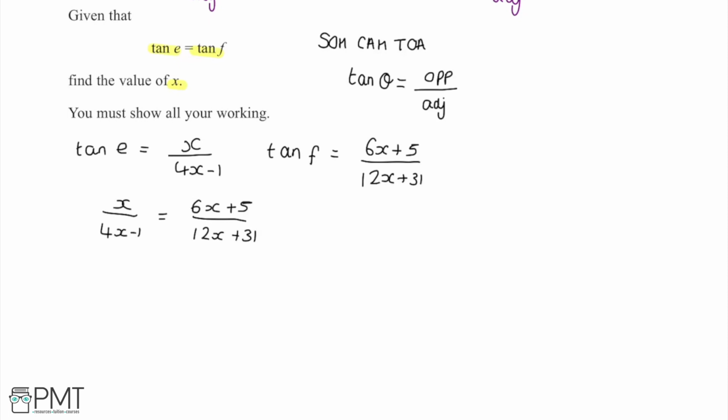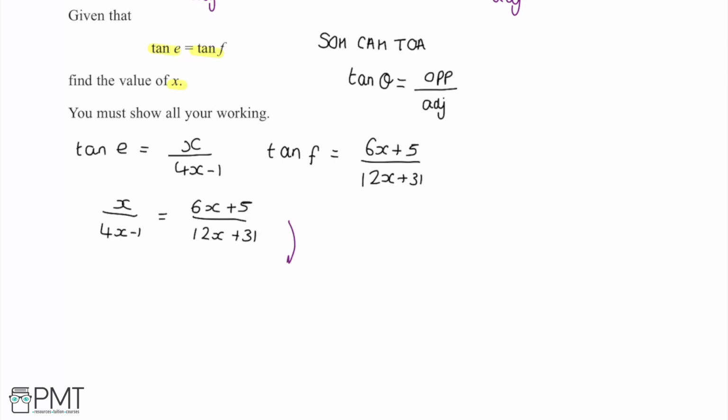And we're working with fractions, which is not the best. So we're going to start a process to remove these fractions. We basically just need to multiply up both sides of the equation to eliminate the fractions. And how we can do that is by cross-multiplying them, or by multiplying both sides by the denominator 4x minus 1 and this denominator of 12x plus 31.